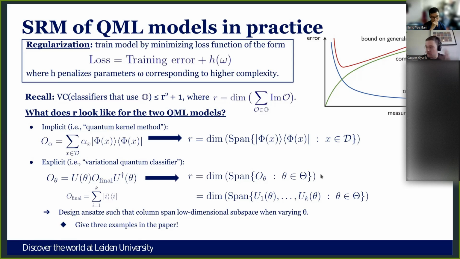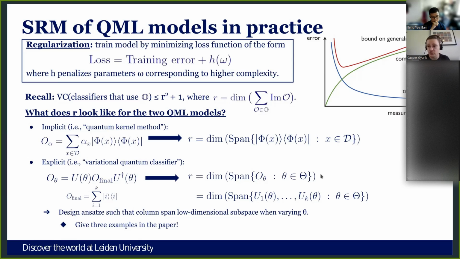There are also ways to design your ansatzes such that it becomes a block matrix, and then being confined to one single block, you also know that you're only working in a small dimensional subspace. We give 3 examples, with more details in the paper. Okay, so these were the lessons for the VC dimension.